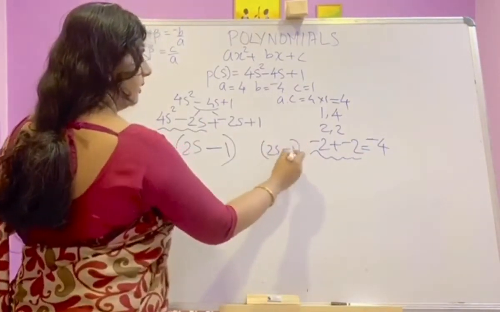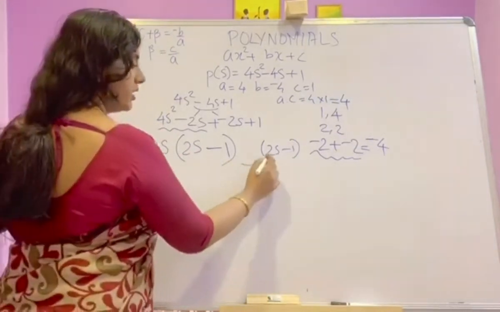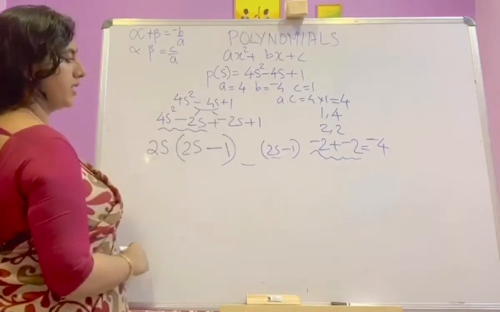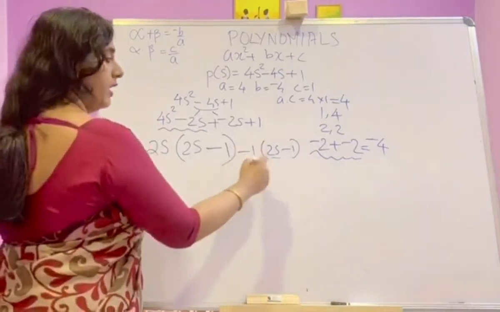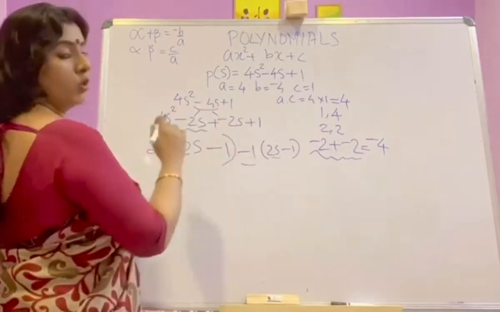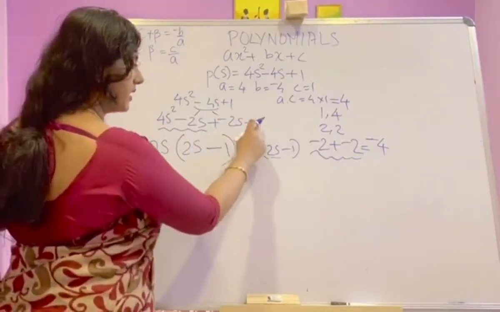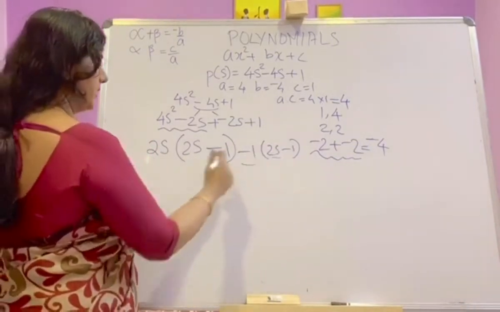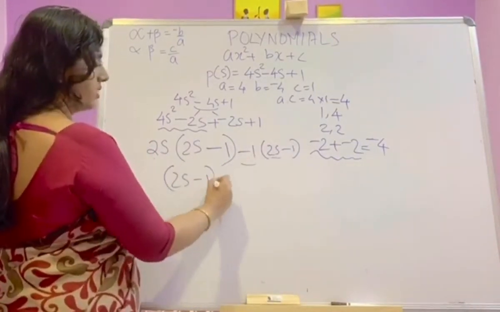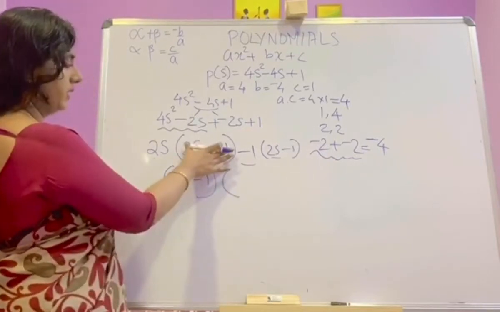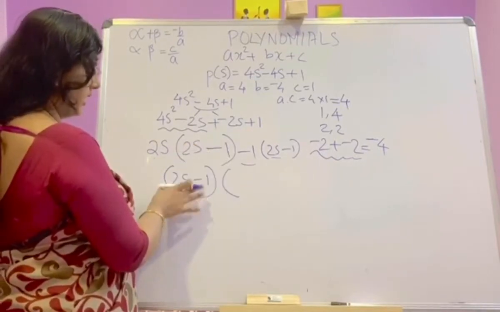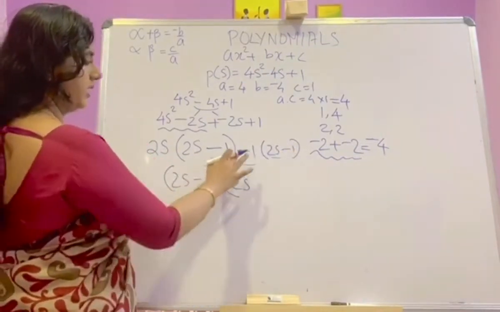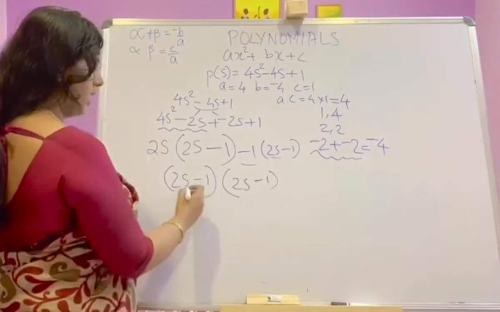Now next, write this bracket first: 2s minus 1. Now, this into 2s, you want to get the third term, that is negative 2s. Negative 1 into 2s, then only you will get negative 2s. So, let us check here. Negative 1 into negative 1 is positive 1. Now, from these, this bracket 2s minus 1 is common. The balance from this 2s minus 1 is 2s. Here also 2s minus 1 is taken, and the balance is minus 1.